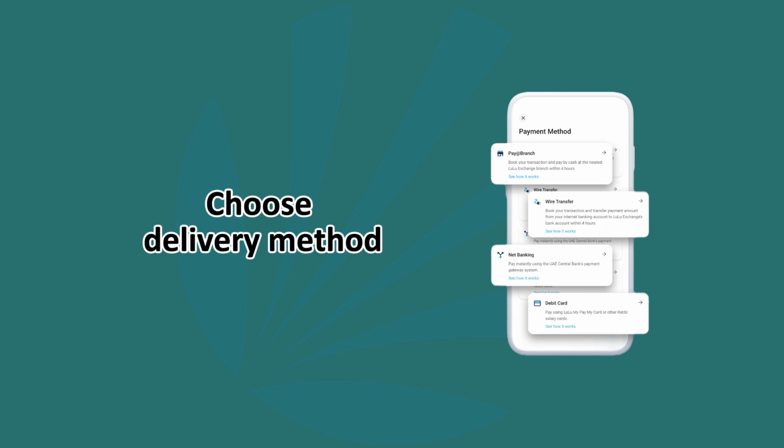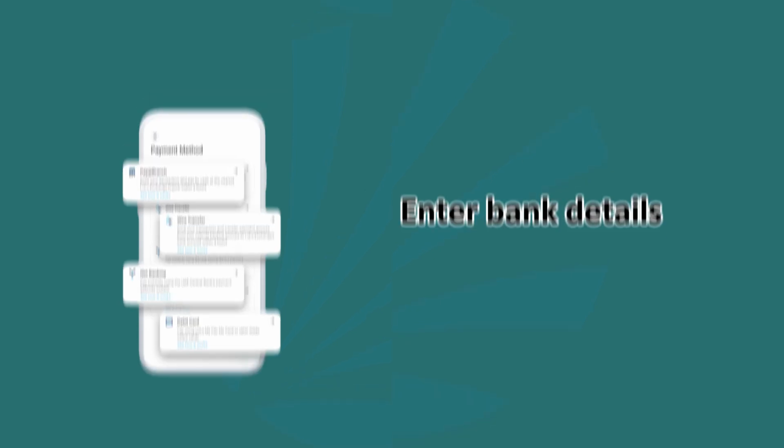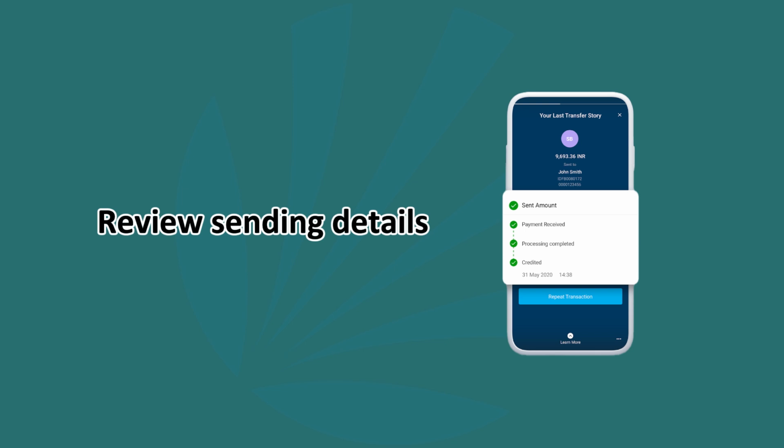Then you'll need to choose the delivery method. Select how you want to send the money to your recipient's bank, such as online transfer. Then next, select the preferred bank and enter your bank account details, such as savings account. Then review your sending details. After setting up your payment and delivery methods, double check that all the sending details are correct.